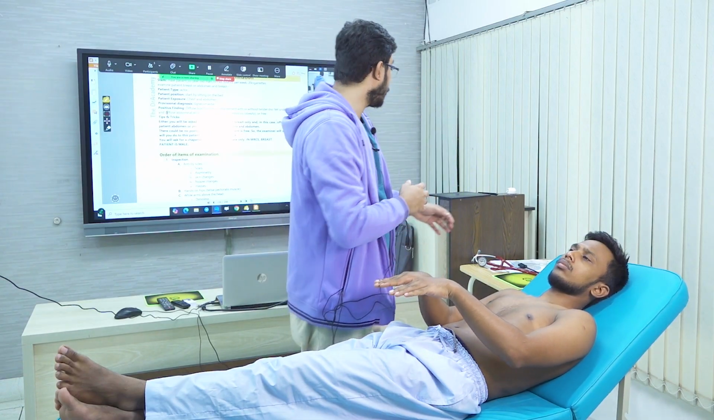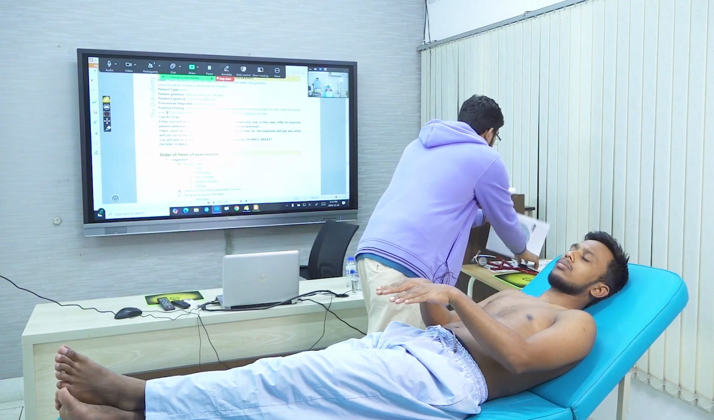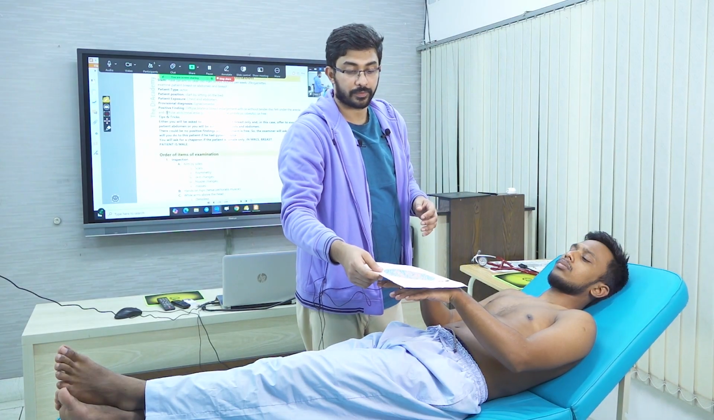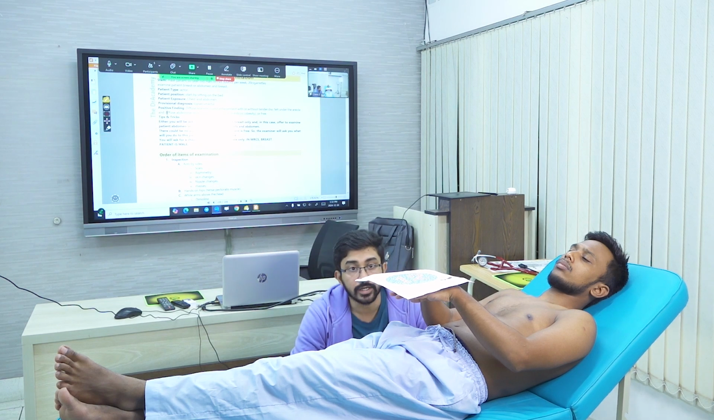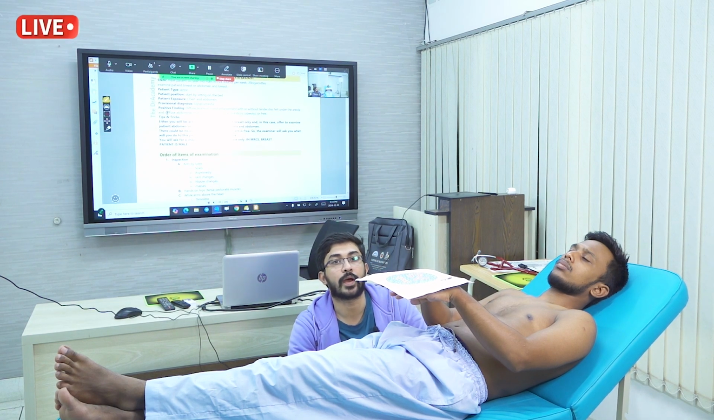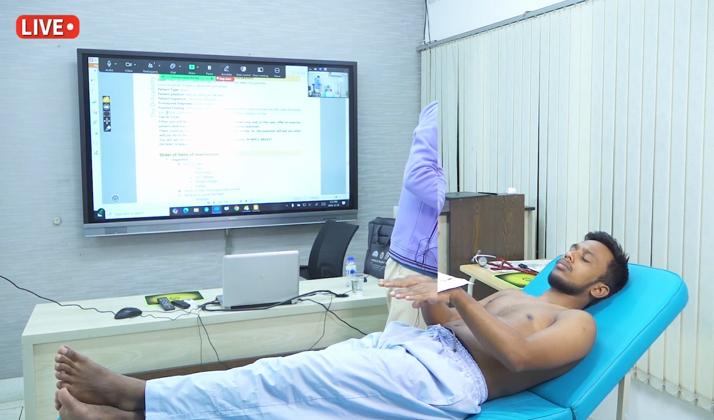So you have to ask the patient to spread the arms, and you have to keep a thin piece of paper over the hand and check for any fine tremor, whether present or not. So firstly for palmar erythema, then the condition of the palmar skin, and then for the tremor.